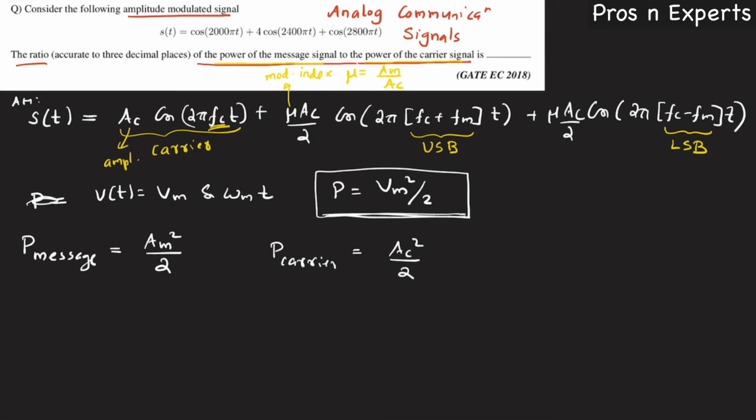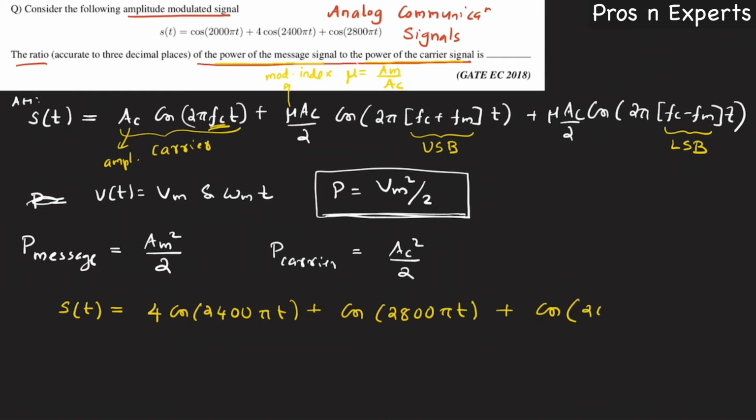Now, from the question, S of t is given as, I'm writing 4 cos 2400 pi t first, then cos 2800 pi t as the next term, and then cos 2000 pi t as the third term, so that you can clearly know that this is fc. 2400 is fc, 2800 is higher than fc, that is fc plus fm, and 2000 is fc minus fm, right?